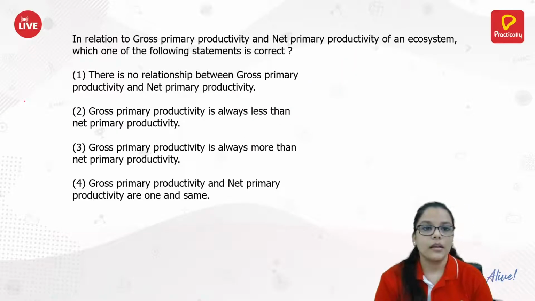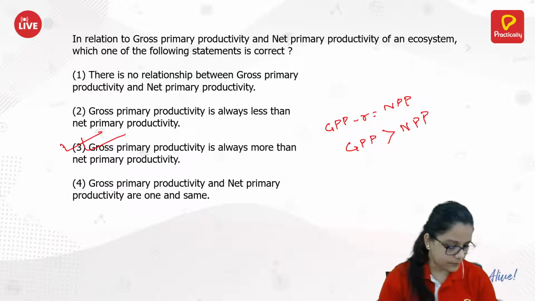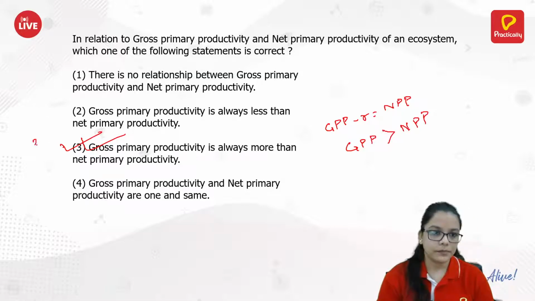In relationship to gross primary productivity and net primary productivity of an ecosystem, which one of the following is correct? See, gross primary productivity minus R is always net primary productivity. So gross primary productivity is always more than net primary productivity. Answer is 3.